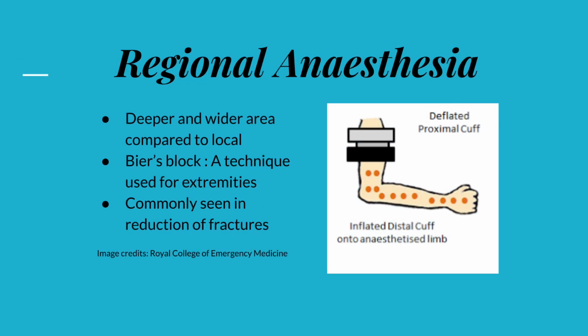Now let's move on to the regional anesthesia. As we can observe in this diagram that illustrates a Bier's block, this is a technique commonly used in fracture reduction as it involves a deeper and wider area compared to local anesthesia. During a Bier's block, an intravenous local anesthetic solution is injected into a region.